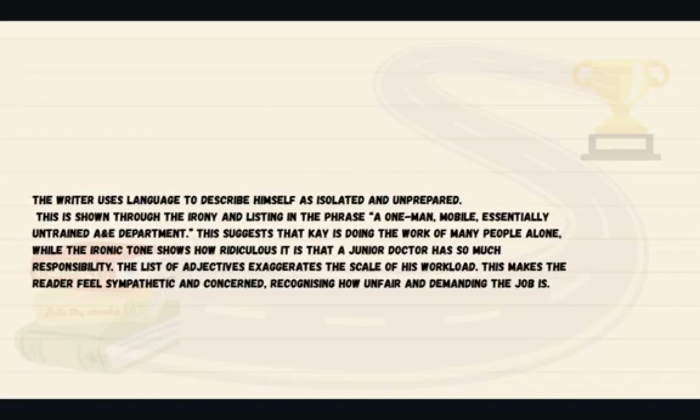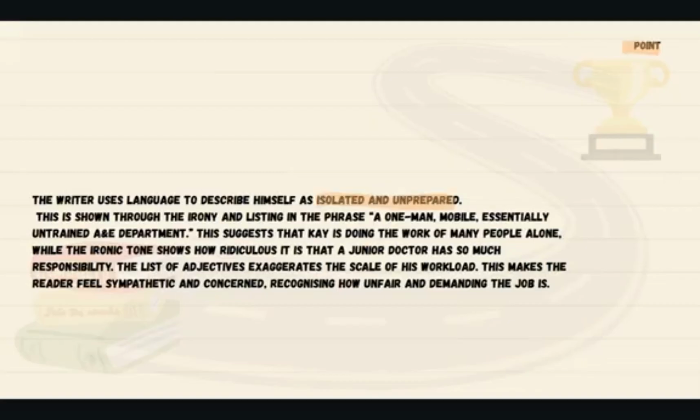If we write to the paragraph, it says, the writer uses language to describe himself as isolated and unprepared. This is shown through the irony and listing in the phrase, a one-man, mobile, essentially untrained A&E department. This suggests that Kay is doing the work of many people alone, while the ironic tone shows how ridiculous it is that a junior doctor has so much responsibility. The list of adjectives exaggerates the scale of his workload, and this makes the reader feel sympathetic and concerned, recognising how unfair and demanding the job is. Pause the video now and have a go at looking for point, evidence, explain, link, please.